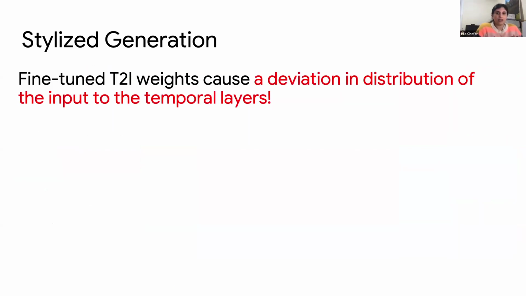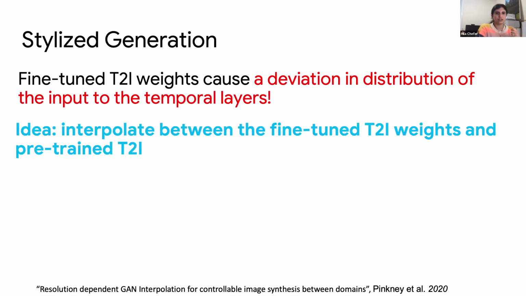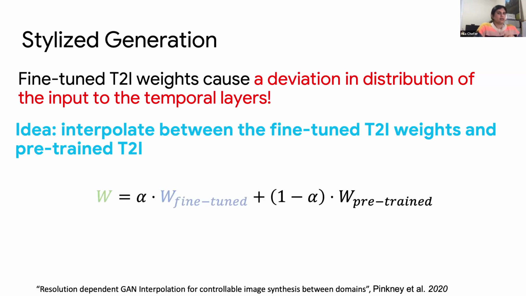And then on how to solve this, the idea came from GANs. So in GANs, what we saw was that we can take the original GAN weights and the fine-tuned GAN weights and interpolate between them to control how much of the style we want to take. So we thought about doing the same, interpolating between the original text-to-image weights and the fine-tuned text-to-image weights. So basically here, we're only touching the text-to-image layers. We're not touching the temporal layers. And the goal is just to take the weights that diverge from the distribution and bring them back to a point that is closer to the distribution that the temporal layers know.